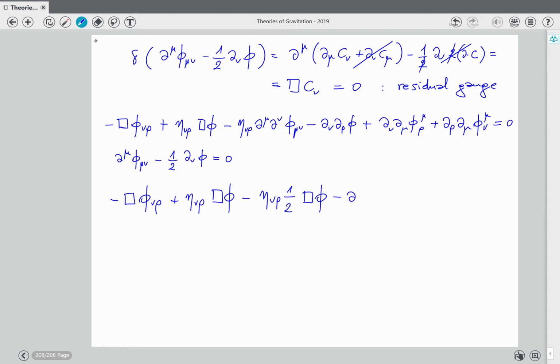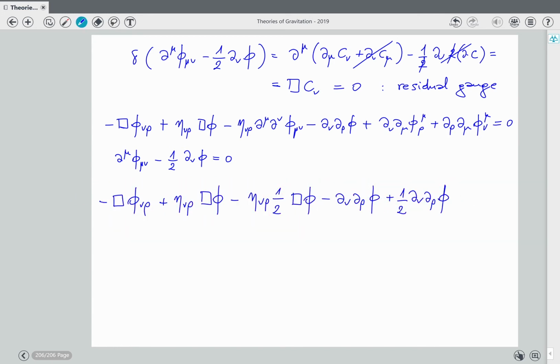Then we copy this term. The last but one term will be 1/2 partial nu partial rho phi when we use the gauge fixing. And the last term will actually be the same, because it's plus 1/2 partial rho partial nu phi, which is the same.